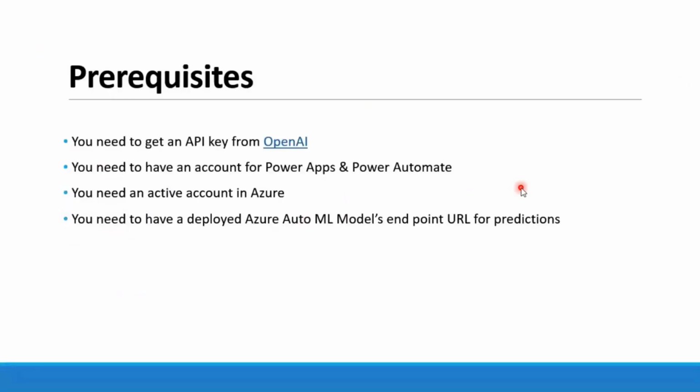So what do we need to set up the Power App? Firstly, we need to get an API key from OpenAI. Then we need to have an account for Power Apps and Power Automate. Also, you need to have an active account in Azure. And you need to have deployed an Azure Auto ML model so that you can get an endpoint for predictions.